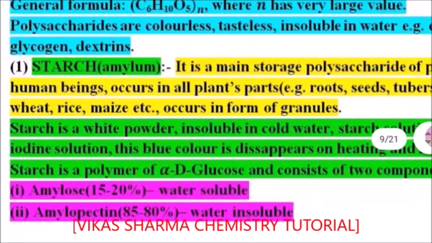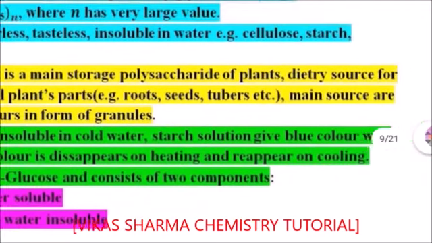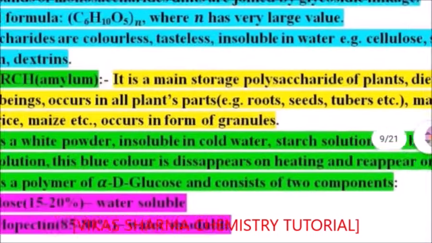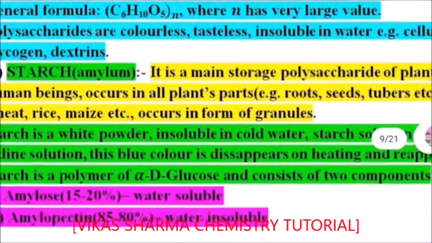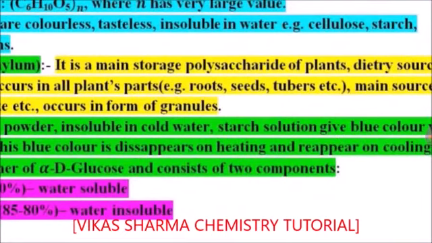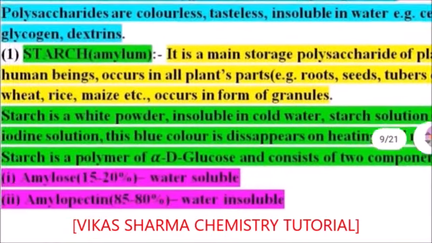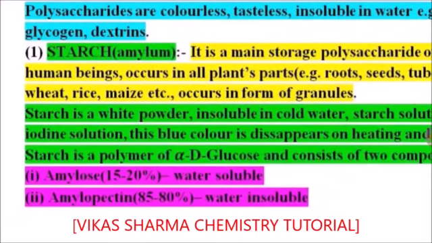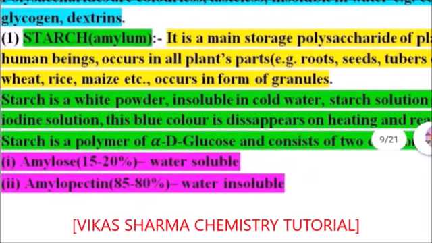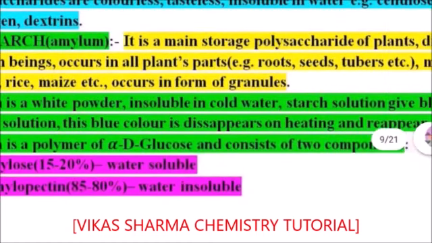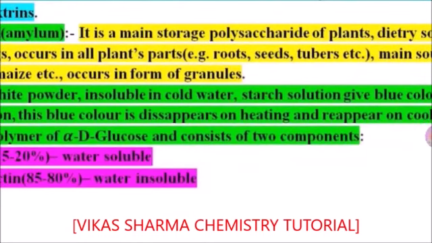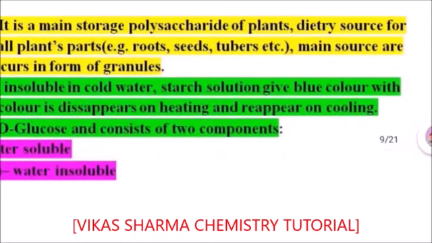First we discuss the polysaccharide known as starch, also known as amylum. It is the main storage polysaccharide of plants. It is a dietary source for human beings and occurs in all plant parts, for example roots, seeds, tubers, etc. The main sources of starch are wheat, rice, maize, etc. It occurs in the form of granules, meaning small particles. Starch is a white powder, insoluble in cold water, but easily soluble in hot water. Starch solution gives a blue color.